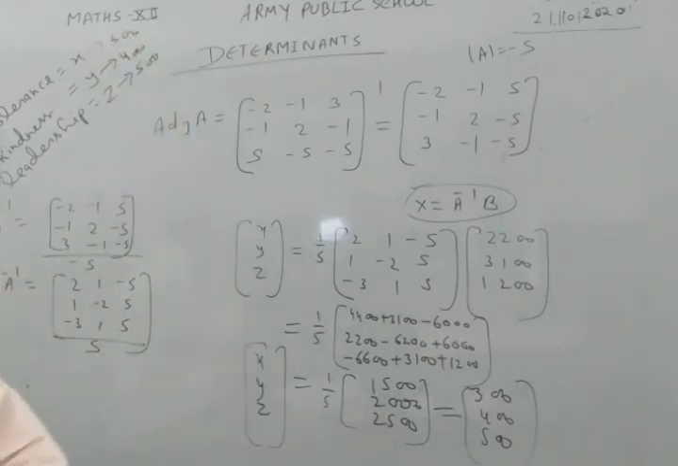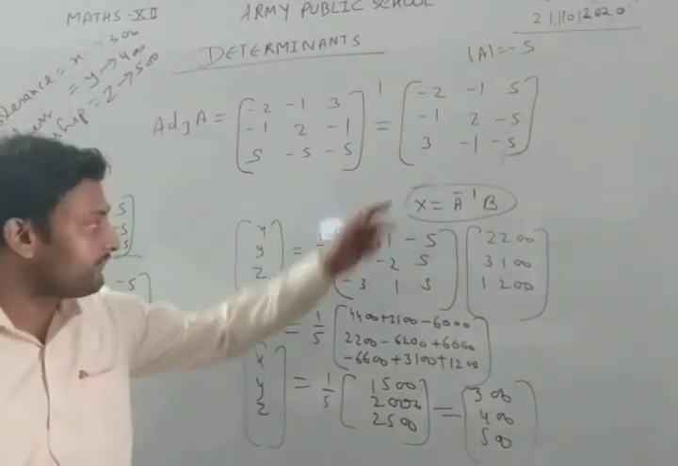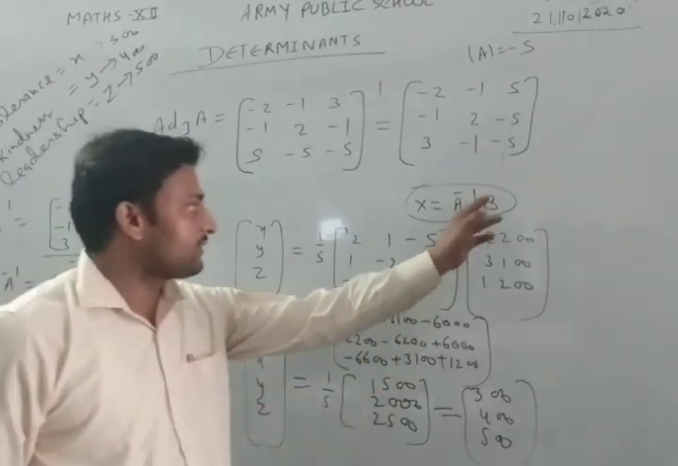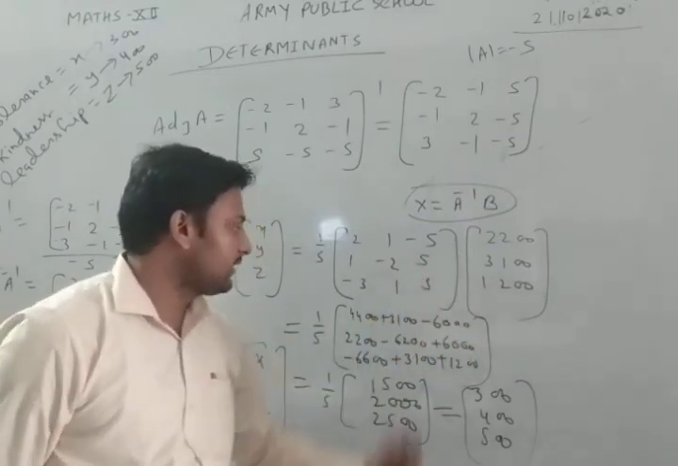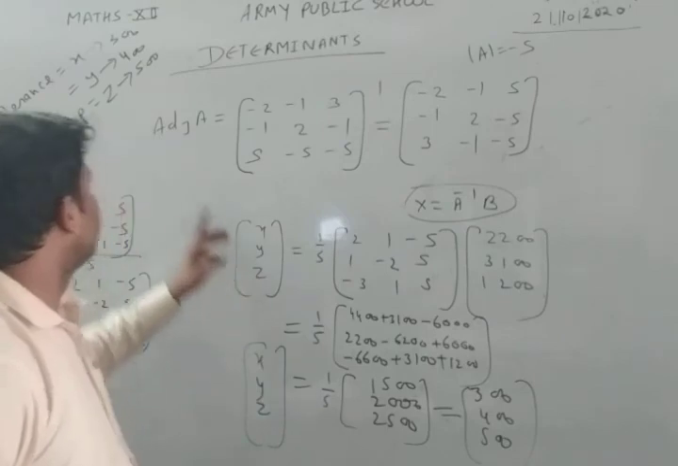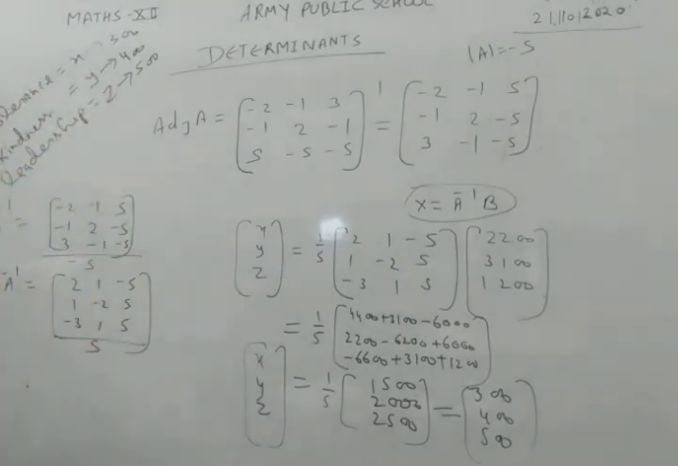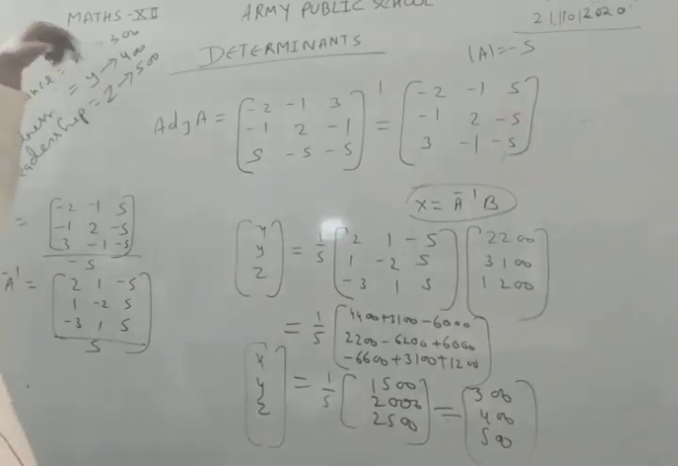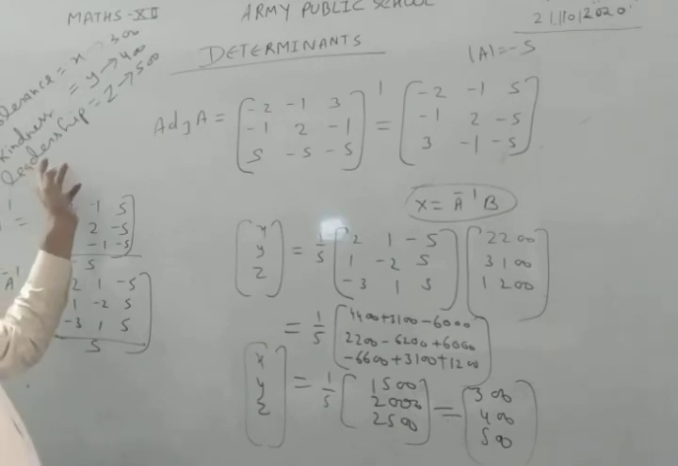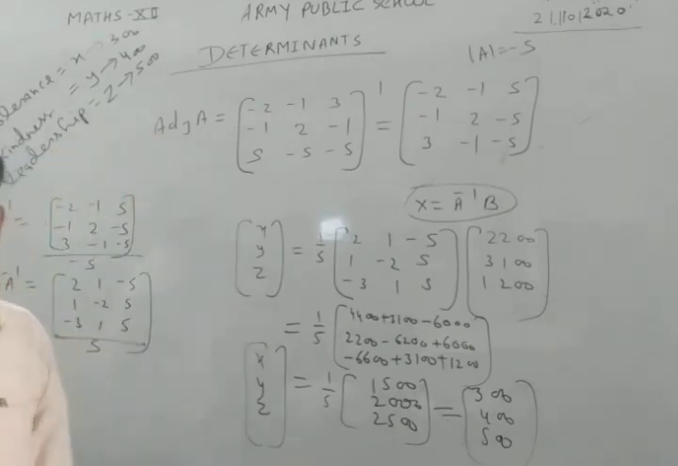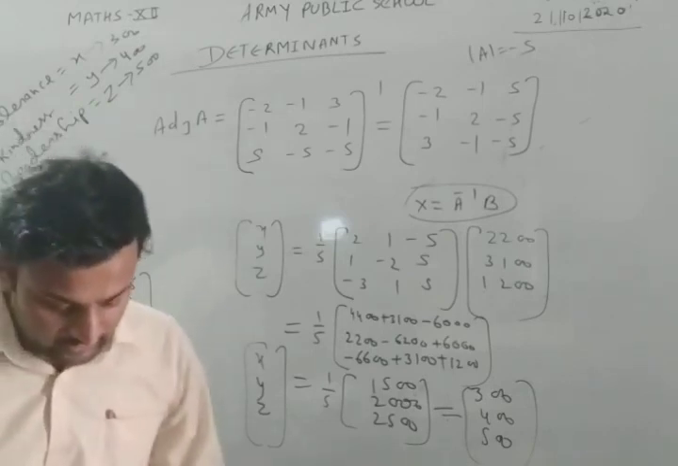So what have we calculated? We have found the values of x, y, z using the matrix method. We first found A inverse, and after getting A inverse we put the values here, and after multiplication we get x, y, z. The award given to each student is 300 rupees for tolerance, 400 rupees for kindness, and for leadership they gave 500 rupees to each student.